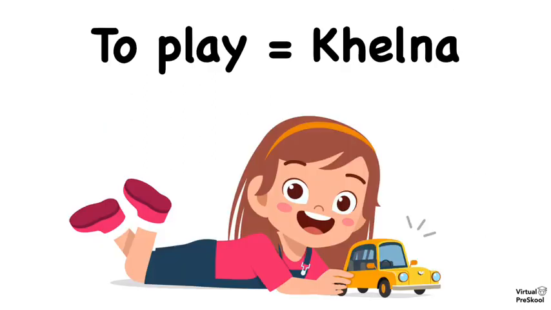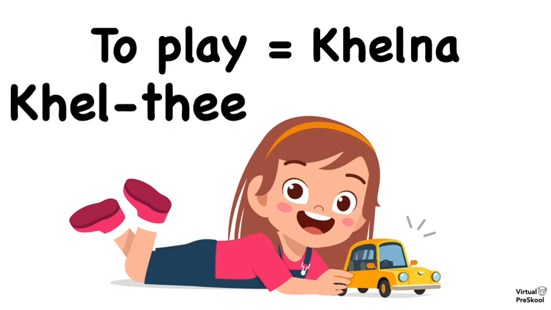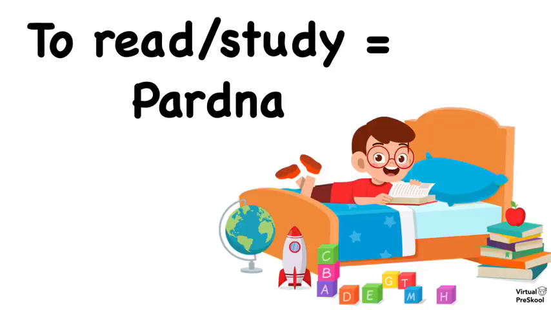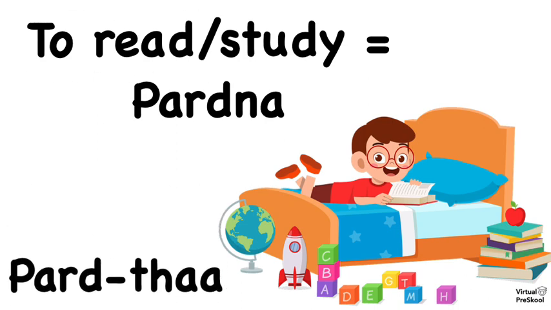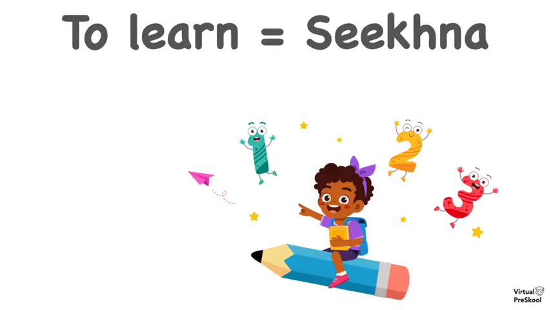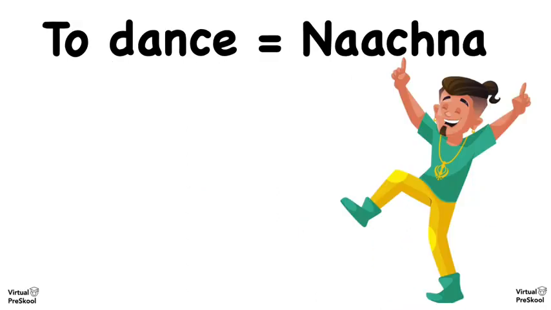Khata. To play is khelna, and this is a girl. So what would her verb be? Khelti. To read or to study is padhna, and this is a boy. So what would his verb be? Padhta. To learn is seekhna, and this is a girl. So what would her verb be? Seekhti. To dance is nachna, and this is a boy. So what would his verb be?